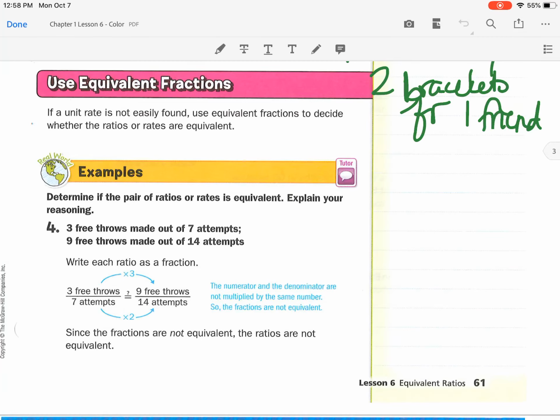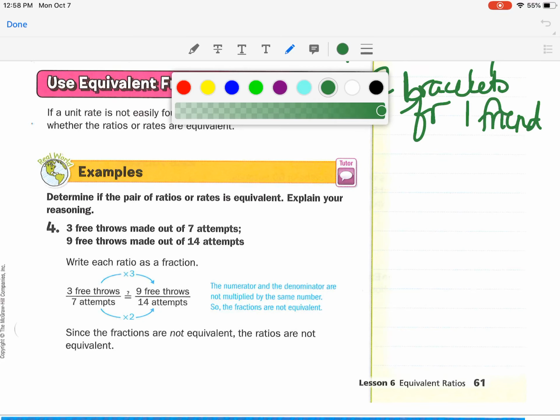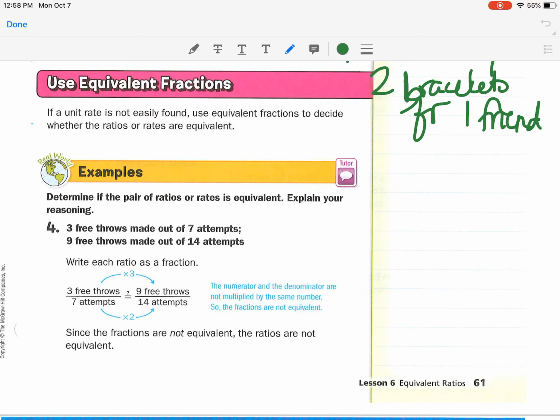Okay, we're going to continue on. This is part 2 of lesson 6. So we're going to take a look at using equivalent fractions as another way to find equivalent rates. The first way we found was doing a unit rate. This way we are going to be looking at seeing if we can figure out equivalent fractions.